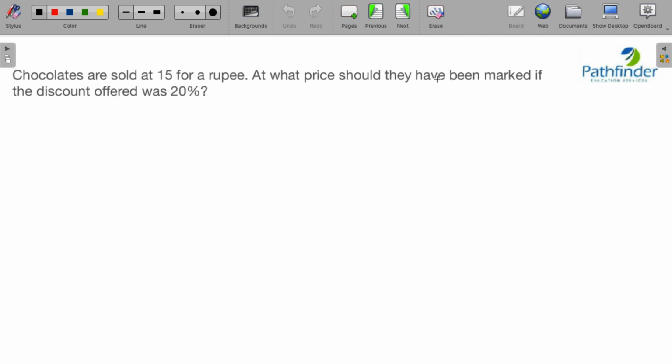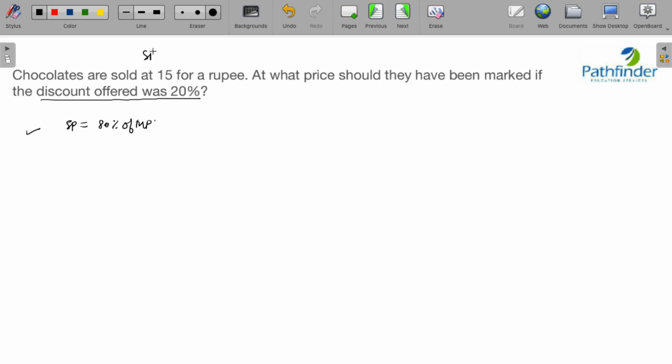Chocolates are sold at 15 for a rupee. At what price should they have been marked if the discount offered was 20%? So discount offered was 20%. Instantaneously, you know that selling price is 80% of the marked price. Please make sure that you are able to write this quickly.